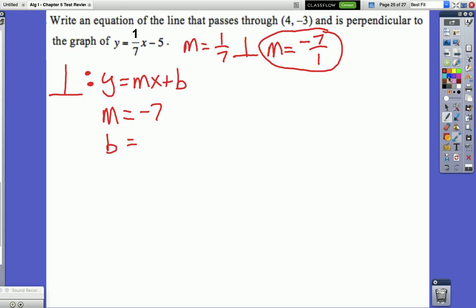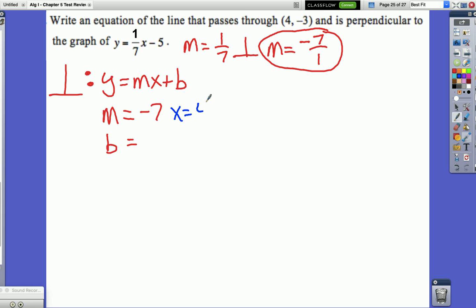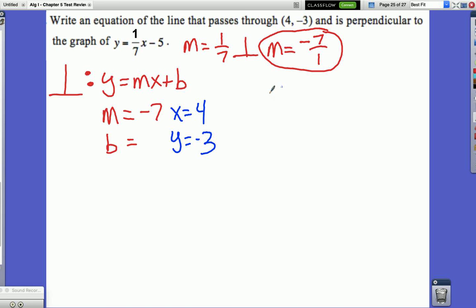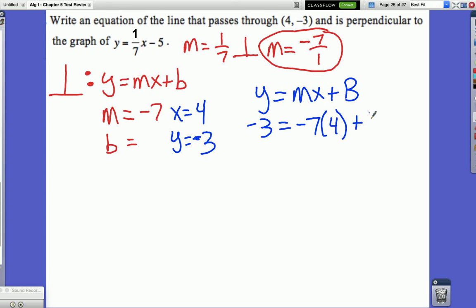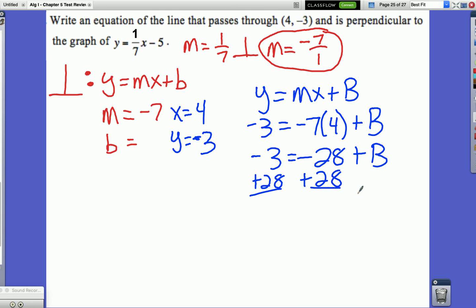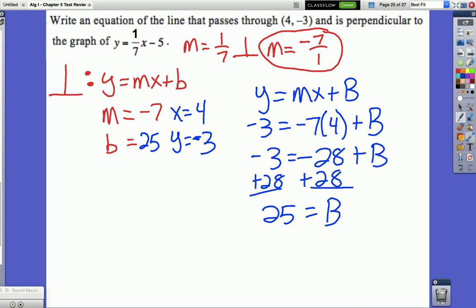Now we're going to use the given point. The point is an x of 4 and a y of -3, and we use our equation, y equals mx plus b. We plug these numbers in. So instead of y, we plug in the -3 equals m, -7, times x, which is 4, plus b. -3 equals -28, plus b. To move a negative 28, we're going to add it. So 25 equals b. And now we can write our equation.